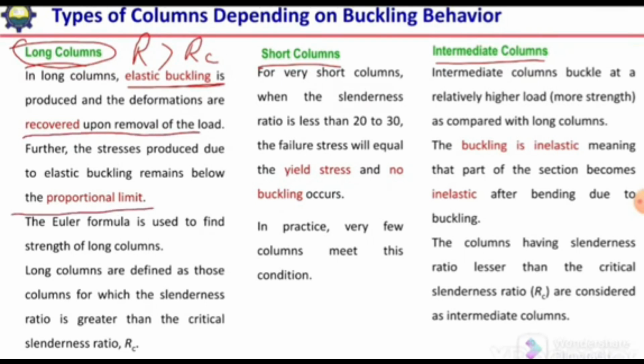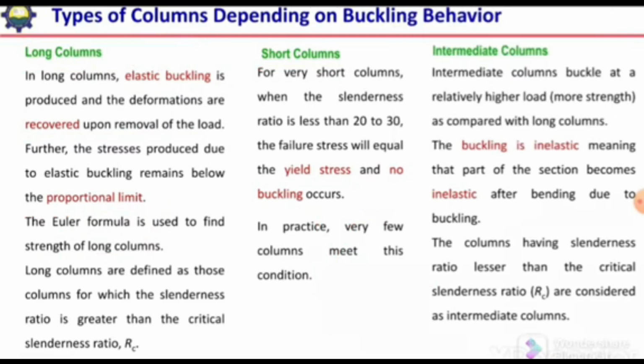So the material will remain within the proportional limit. If we see the stress-strain curve, the material will remain within this proportional limit. Stress will not reach up to the yield strength in case of a long column. And we can find the strength of the column by using the Euler formula in case of long columns.